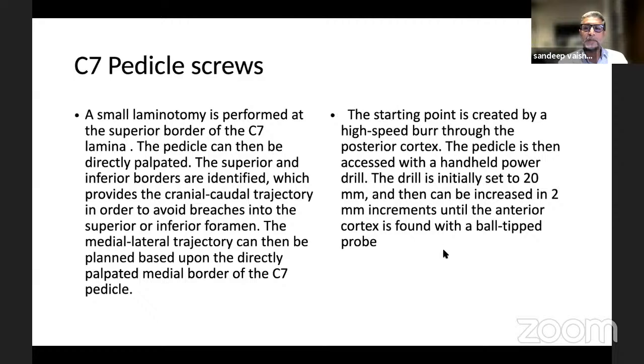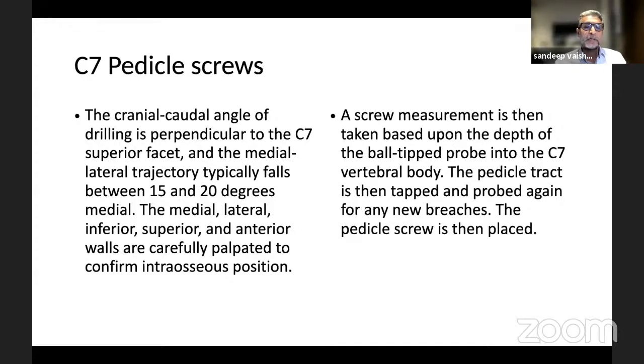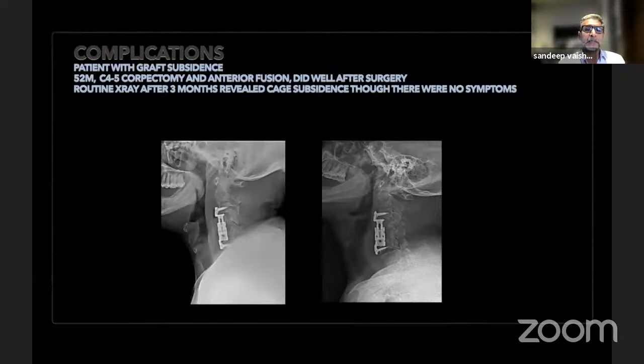So this is just what I just said. And again, the starting point is created with a high-speed burr. The average screw length would be 24 to 28 millimeters. So initially the drill is set to 20 millimeters and then increased in 2 millimeter increments till the anterior cortex is found. So the cranial caudal trajectory is perpendicular to the C7 superior facet, and the typical angle is 15 to 20 degrees medial. And one can measure the screw length depending upon the ball probe. So here I'll show a few examples where we had to do that.